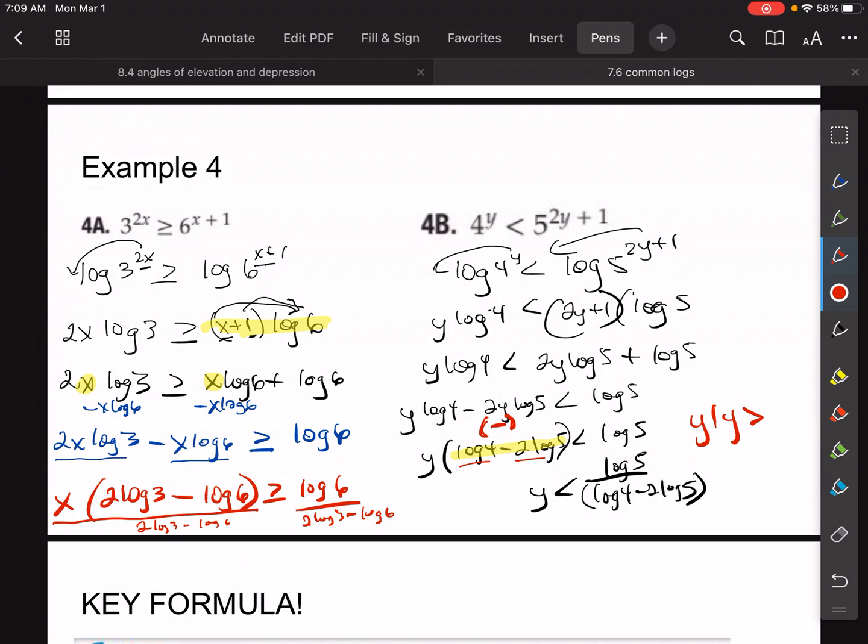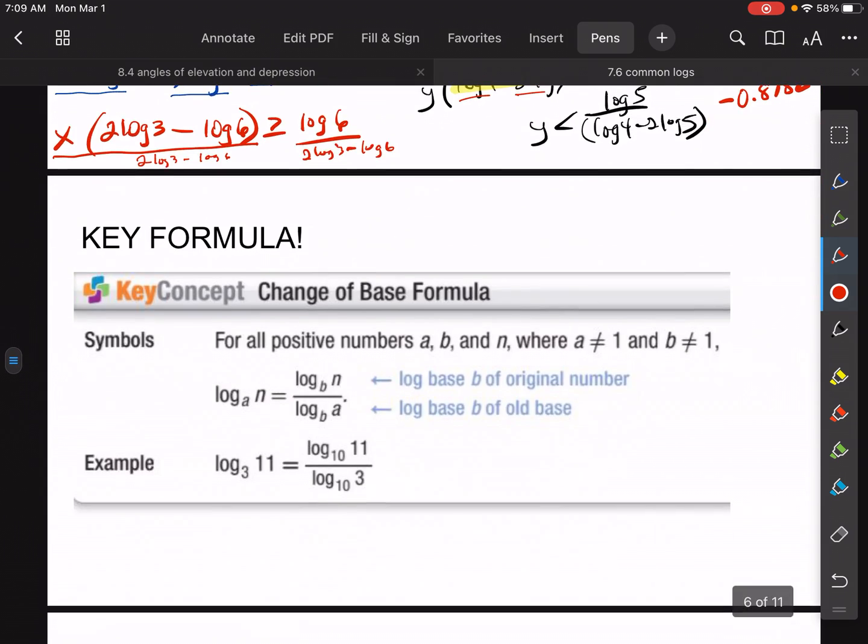So I get y is now greater than negative 0.8782. Again, that's negative 0.8782 because it's a little hard to read over there. And that inequality switched. Okay, which would have been hard to do solo. So no worries if you got that part wrong, if you tried that on your own.